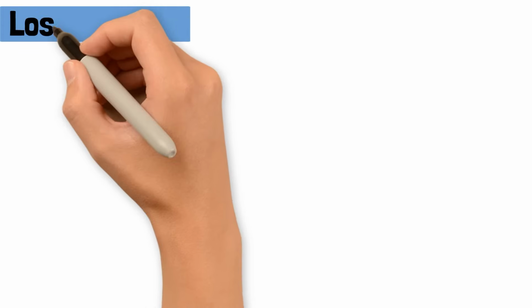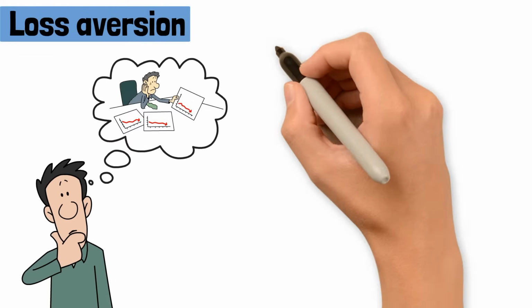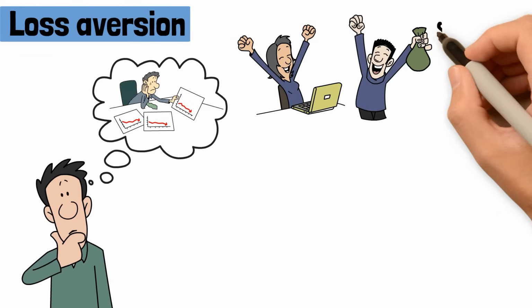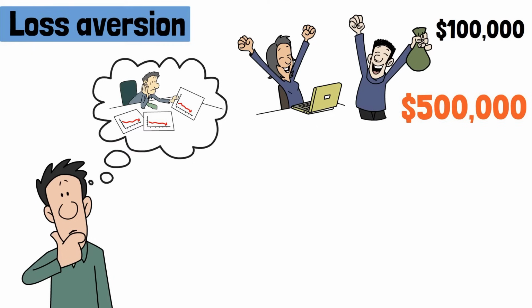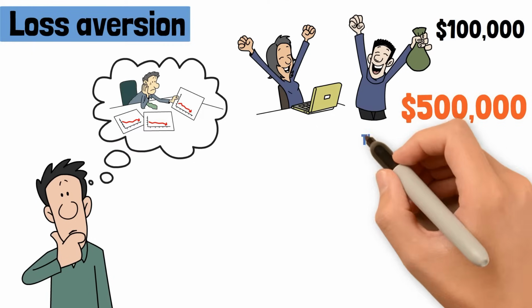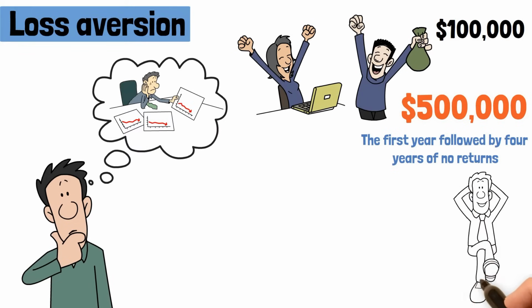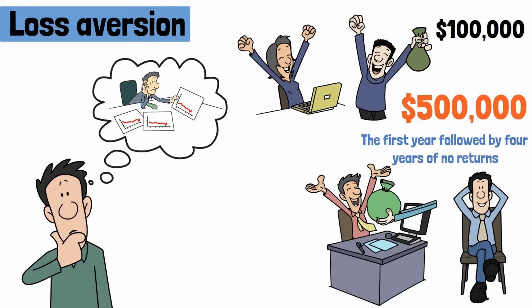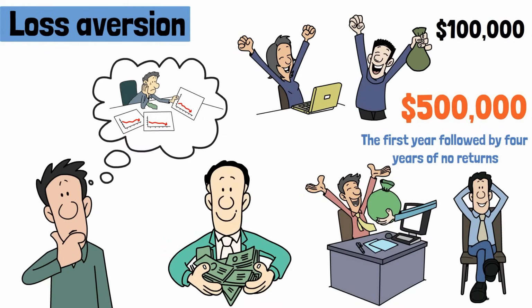Perhaps the most common trading bias is loss aversion. We react more negatively to a loss than positively to a similar gain. Consider the difference between earning $100,000 annually for 5 consecutive years versus making a one-time gain of $500,000 in the first year, followed by 4 years of no returns. While the latter lump sum may seem more impressive, the consistent incremental gains of the first scenario provide a more fulfilling and enduring sense of accomplishment.